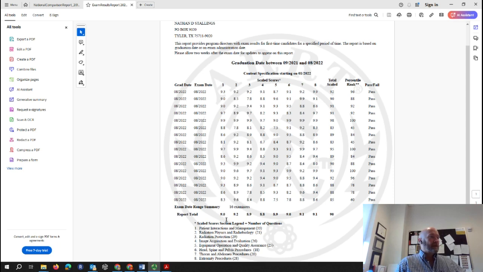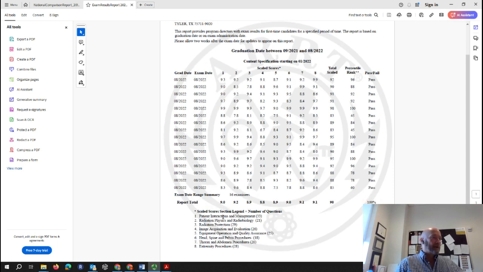So the registry is cut up into different sections that you can see down here at the bottom. We've got patient interactions and management. We've got radiation physics and radiobiology, radiation protection, image acquisition and evaluation, equipment operation, and quality assurance, including quality control, head, spine, pelvis procedures, thorax, abdomen procedures, and extremity work. So you've got 8 different sections, and we kind of divide it up between physics, rad bio, patient care, imaging, and positioning. So really, we group them into 5 sections. And the variable that is always changing is image acquisition and evaluation.